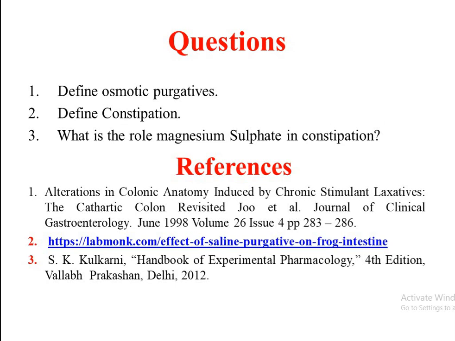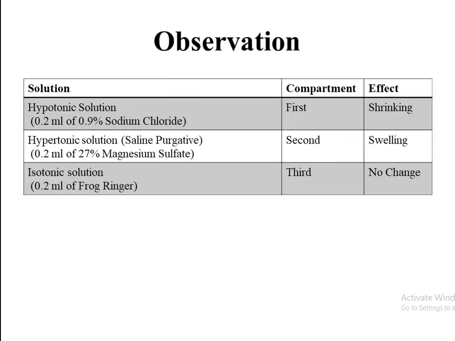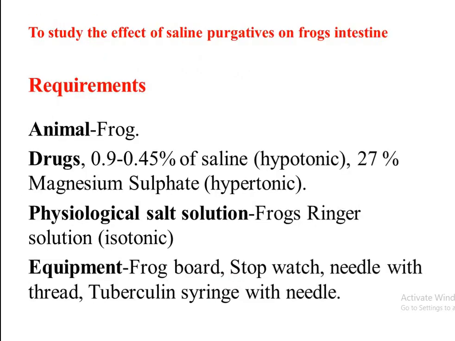And after the completion of this experiment, the student must know what is an osmotic purgative, what is constipation, and why we use magnesium sulfate in constipation. And these are the references from where I gathered this matter. So this is the simple experiment of saline purgatives.